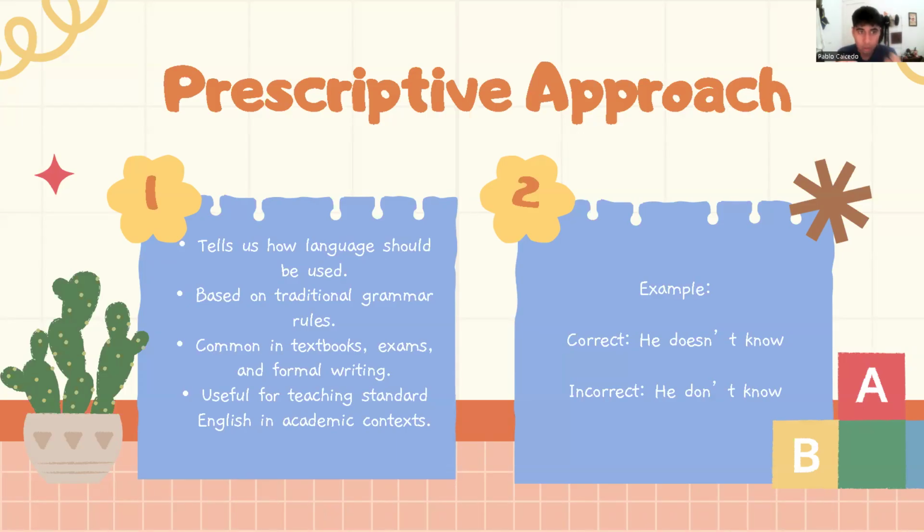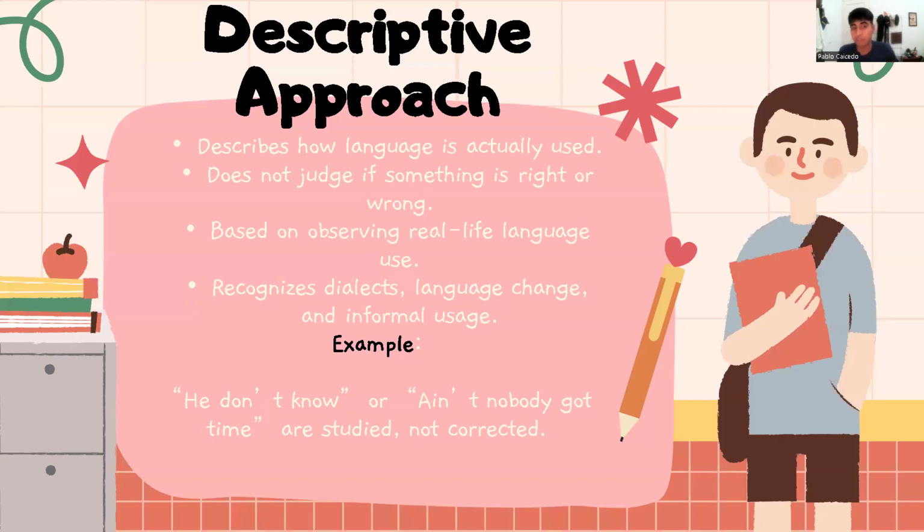The prescriptive approach is the English that is taught by common institutions that teach English. For example, it is used in common textbooks, exams, and formal writing. So that's the standard, right? But the descriptive approach is English that in grammar is incorrect, but real language use includes this type of English.